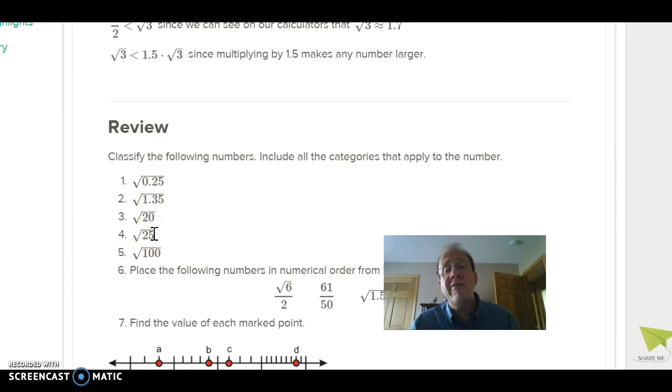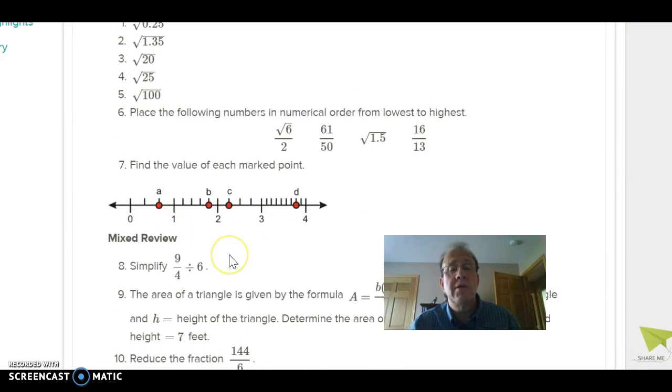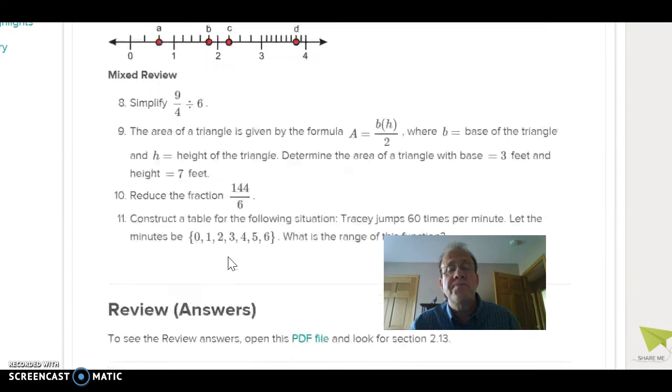Square root of 25 is 5. That is an integer, a counting number, a whole number, a rational number, and a real number. Okay. And that's it.